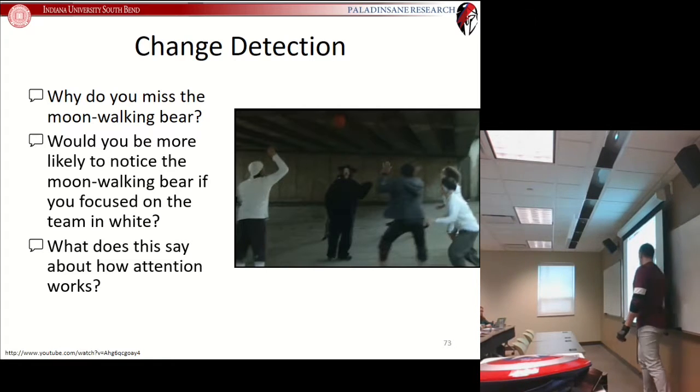So in this case, you can't process all of that information when you're viewing this. You tend to focus on what you need to do the task. You focus on the white team, and you don't process anything else enough in order to notice the moonwalking bear. On the other hand, if you weren't asked to count the number of passes, if you were just told, watch this video and see if there's anything weird in it, you probably would have noticed the moonwalking bear. So there's something about certain stimuli that grabs our attention, and we're going to get to that in just a little bit.